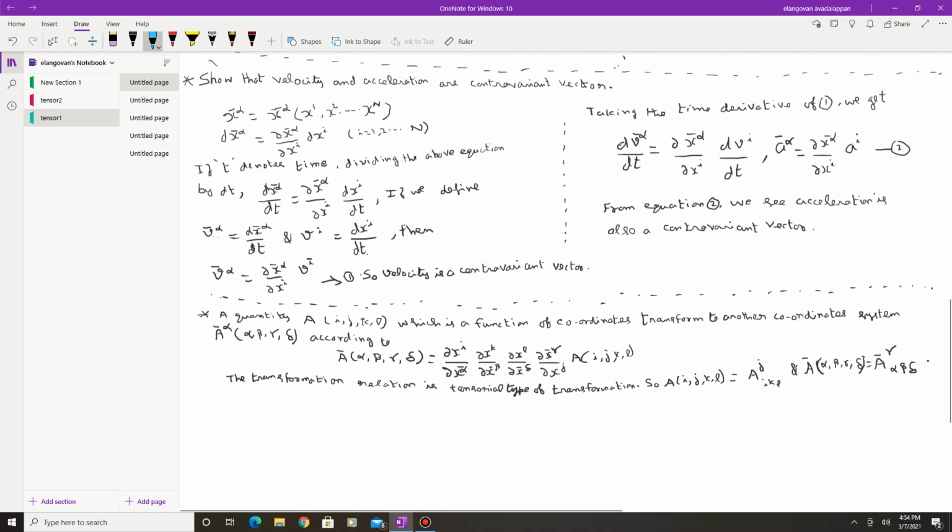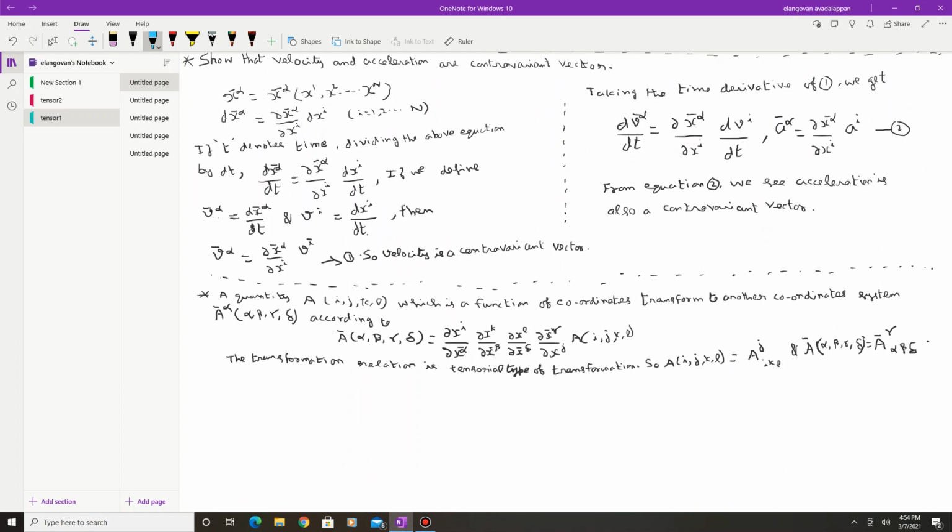Using this definition, we can show that velocity and acceleration are contravariant tensors. Now let us choose one coordinate system, the bar coordinate system. Here x alpha bar is a function of x1, x2, up to xn. So any component in the bar system may be expressed in terms of the quantities in the unbarred system: dx alpha bar is partial dx alpha bar by partial dxi into dxi, a summation over i. Here i runs from 1 to n because it is an n-dimensional system.